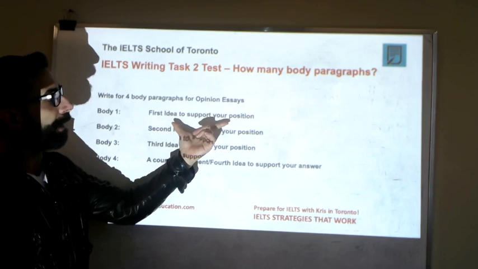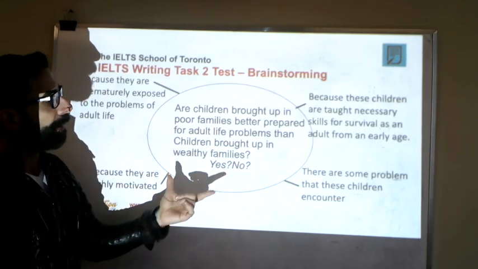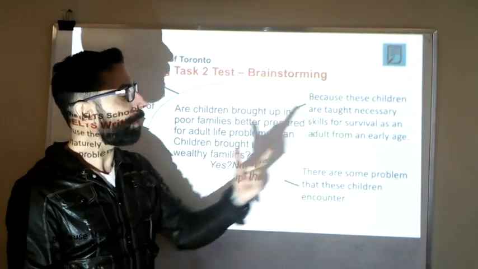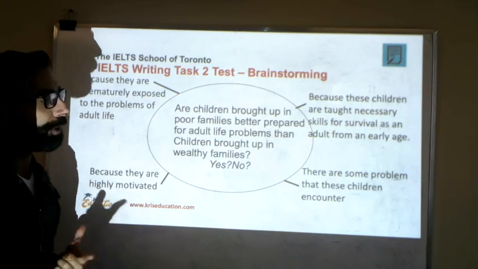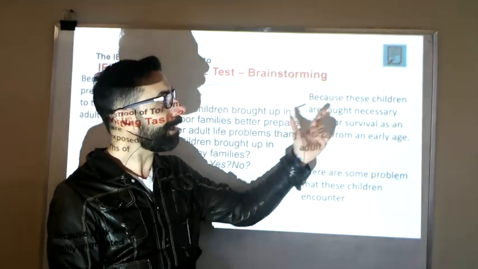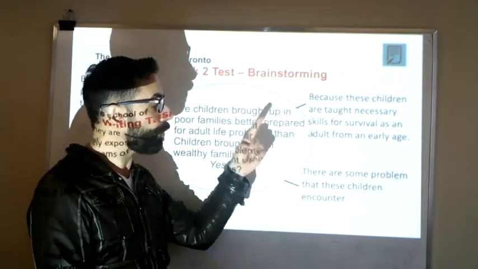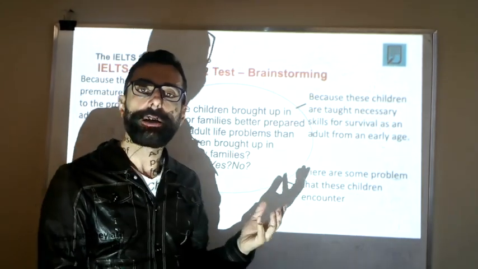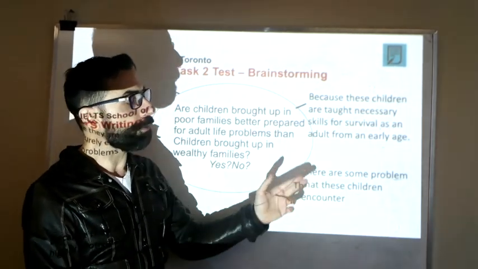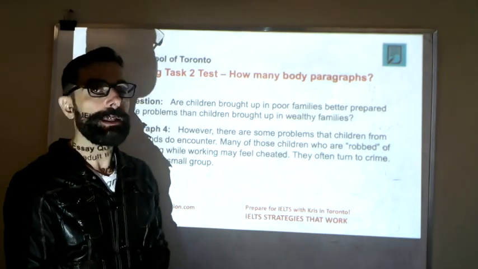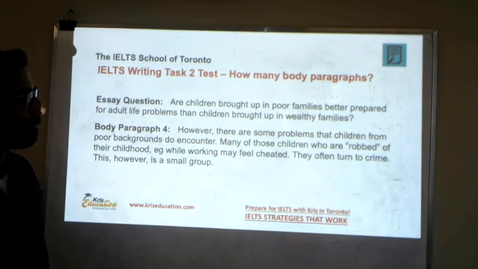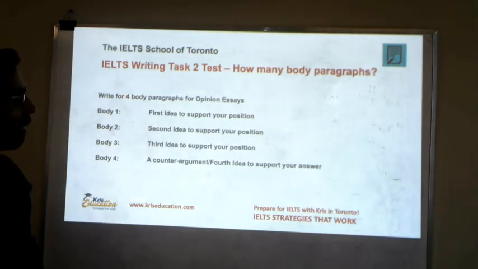So idea number 1 is body paragraph number 1, idea number 2 is body paragraph number 2, idea number 3 is body paragraph number 3, and idea number 4 can be either another idea, so you can have 4 ideas to support one point of view, or it can be 3 ideas plus 1 counter-argument. If you write a counter-argument properly, this is a very good indication of a very high band score in IELTS. So 4 body paragraphs.